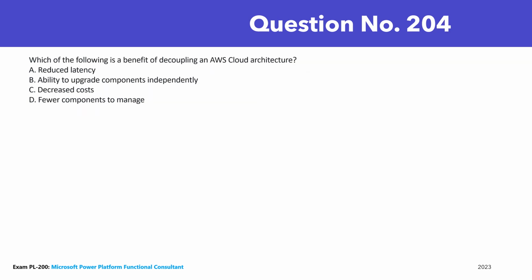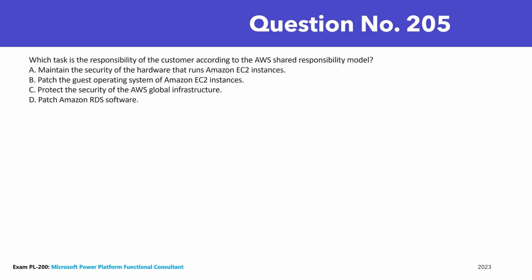Which of the following is a benefit of decoupling in AWS Cloud architecture? A. Reduce latency. B. Ability to upgrade components independently. C. Decreased costs. D. Fewer components to manage. Correct answer, B.